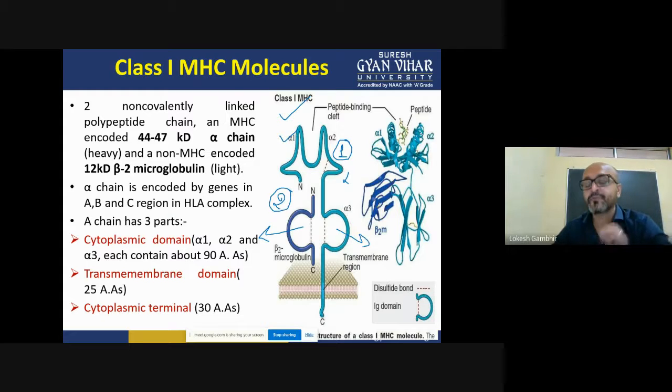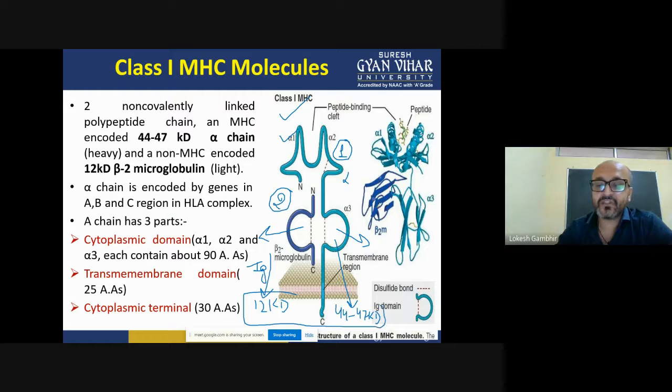The characteristic feature of the MHC molecule is this loop. These loops belong to the immunoglobulin superfamily, and because of the presence of these domains, we categorize them under the immunoglobulin superfamily. Now, this beta 2 microglobulin is 12 kilodalton, and the alpha chain is around 44 to 47 kilodalton. Now, the question comes again: what experimental setting will you do to prove this statement, that the beta chain is 12 kilodalton and the alpha chain is 44 kilodalton?